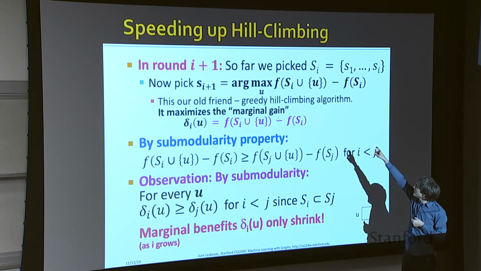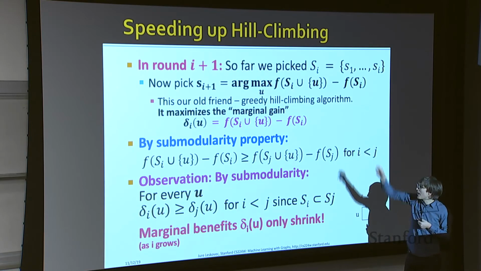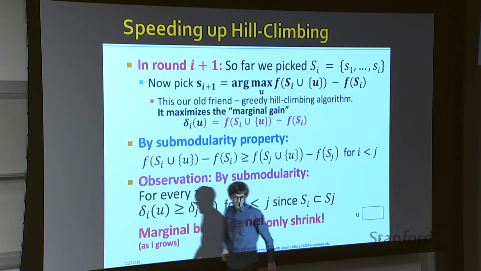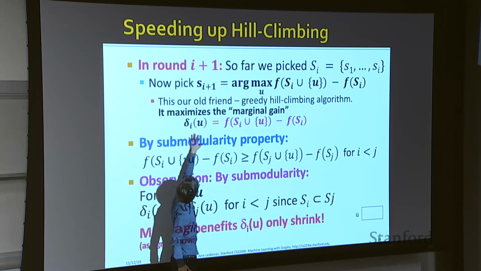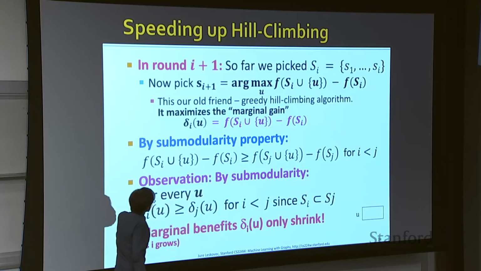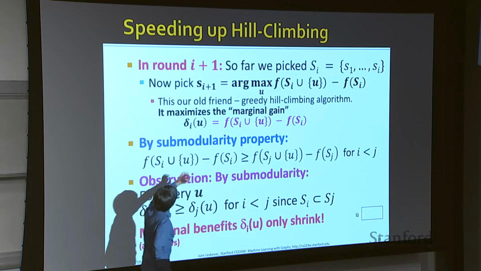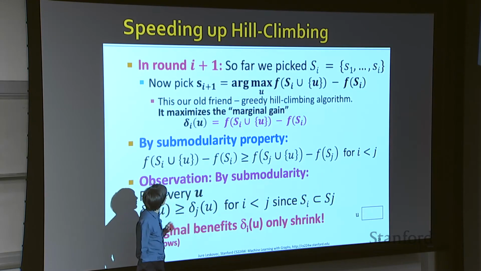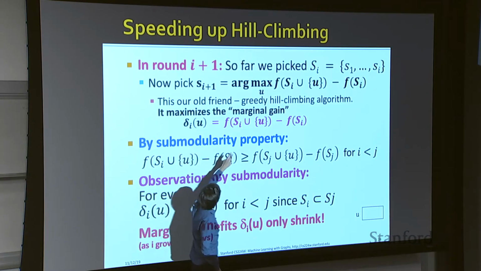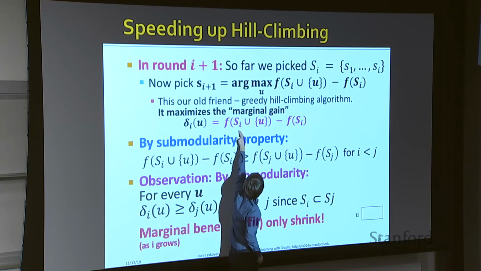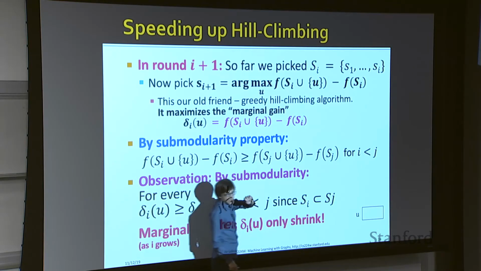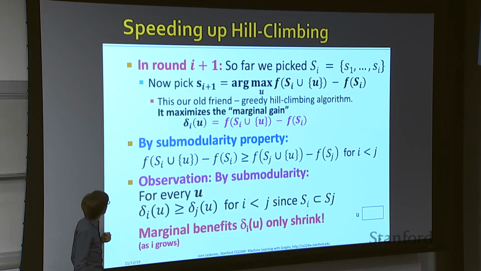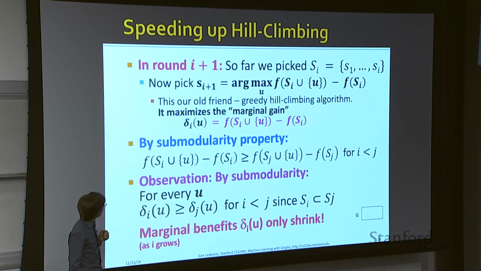Now I want to add sensor u to it so that the marginal benefit is as large as possible. That's what I want to do. I will define this notion of delta sub i of u to be the marginal gain of a given sensor at round i. So delta sub i of u is simply the benefit of u when I add it to the solution S sub i that includes the first i sensors.